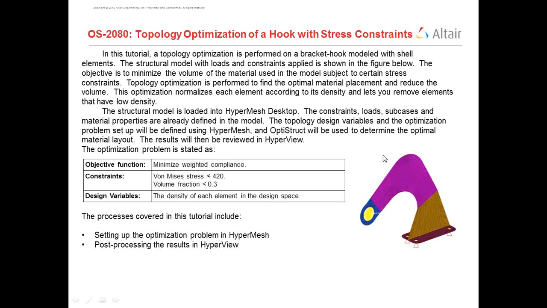The optimization problem is stated as: my objective is to minimize the weighted compliance, and my constraints are that the von Mises stress should not be greater than 420, it should be less than that, and my volume fraction should be less than 0.3, that is 30% of the actual volume. My design variables are the density of each element in the design space. The process covered in this tutorial is setting up the optimization problem in HyperWorks Student Edition or in HyperMesh, and post-processing the results in HyperView.